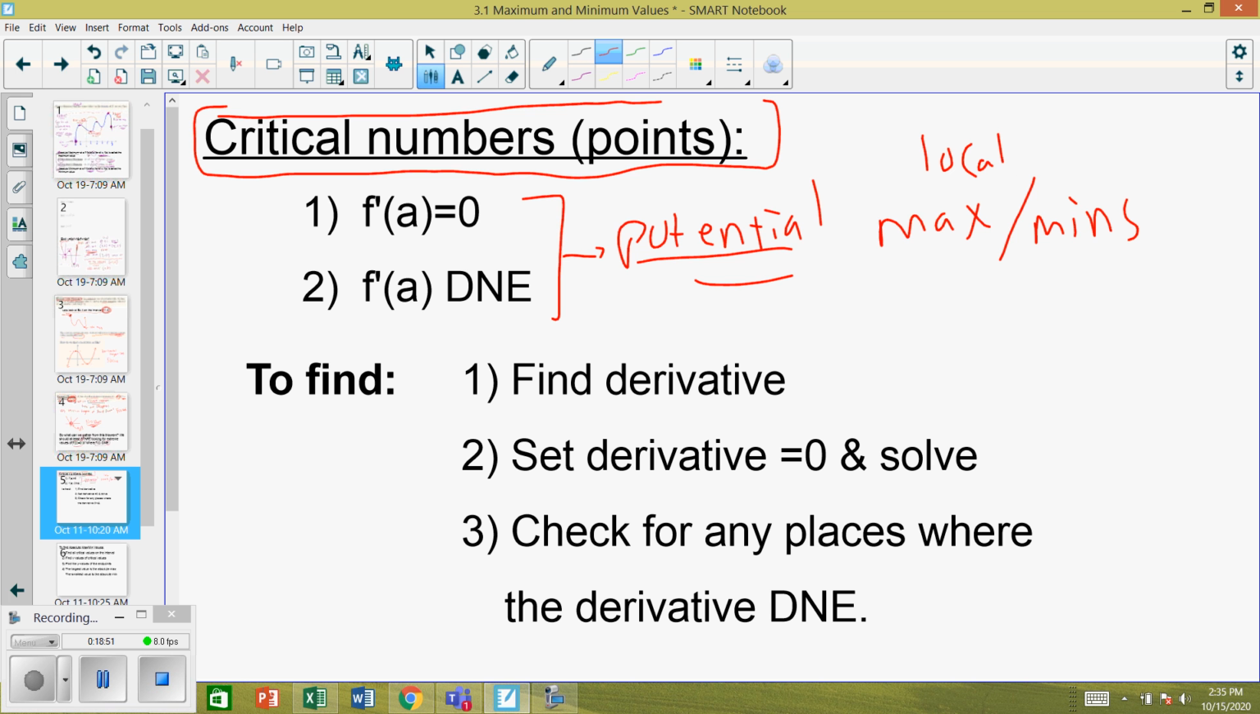More ideally, local max and mins. Could be absolute, but mostly local max and mins. And it's real easy. We've done this before. We just find the derivative, set the derivative equal to 0, and solve.